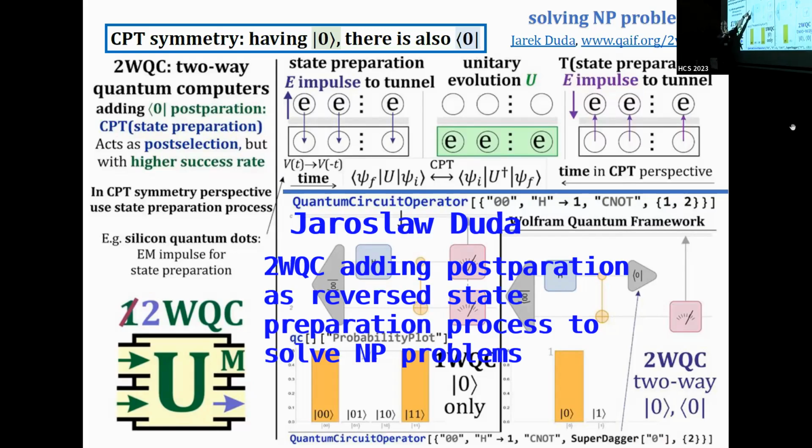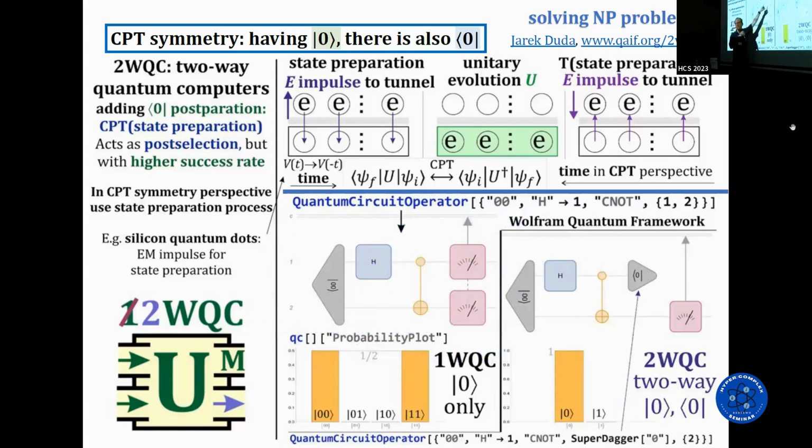So we start with state preparation, perform some unitary evolution, and then measure. So we have time symmetry for this unitary evolution. However, we treat the boundary conditions in a different, asymmetric way. But the physics is believed to be symmetric. So maybe we could make it more symmetric. So that's the idea.